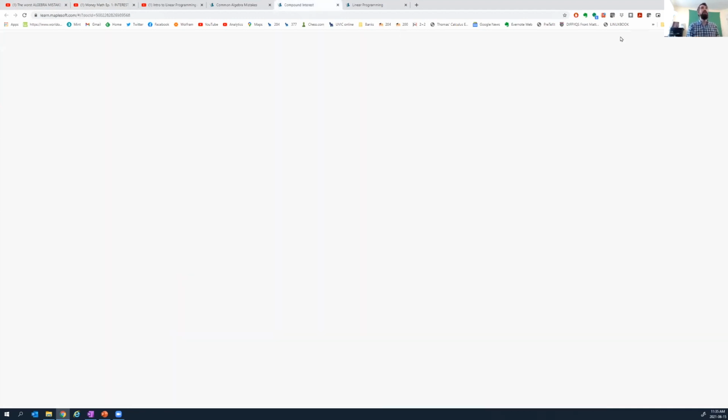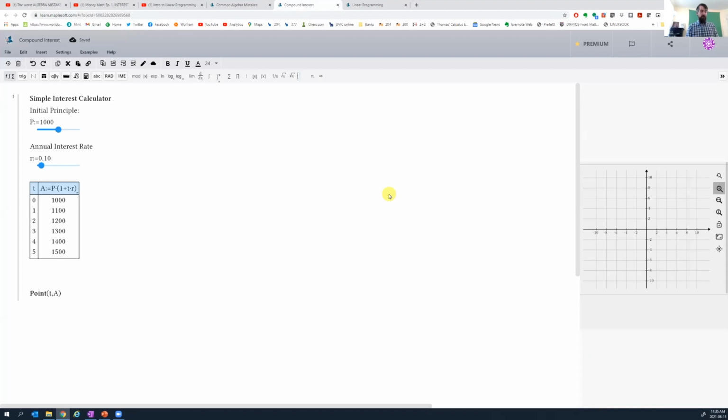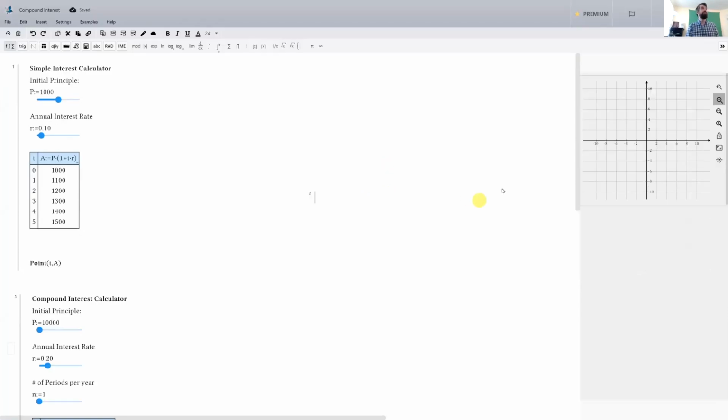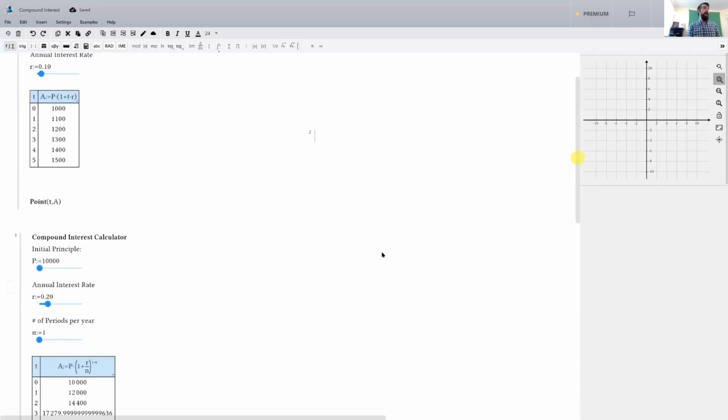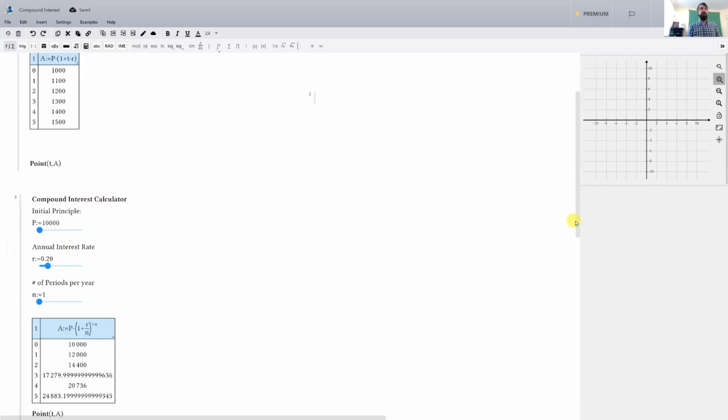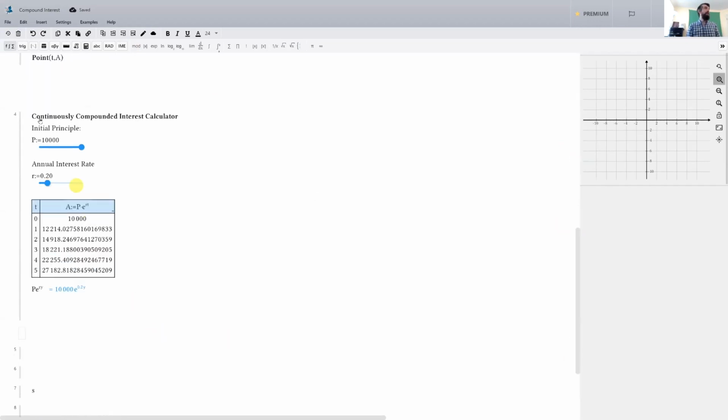And so if we come over here, here's the Maple Learn document, and I want to show you a few features of it. All right. So in this document, I have 3 different calculators. I have a simple interest calculator. I have a compound interest calculator. And I have a continuously compounded interest calculator.